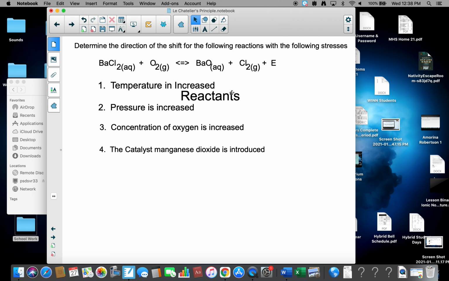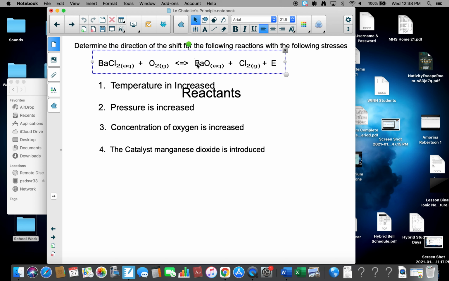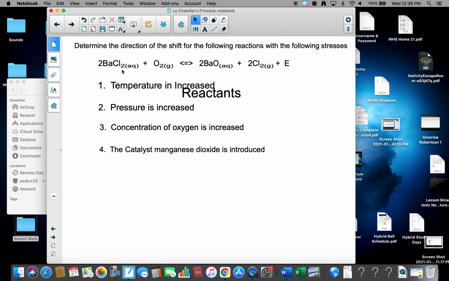Okay? Pressure is increased. Well, in order to balance this up, bariums are fine, chlorines are fine, oxygen's not so much, so we'll put a 2 here, a 2 here, and a 2 there. Now, how many moles of gas do I have? Well, I have 1 mole of gas because that's aqueous, it's not a gas. Over here, I have 2 moles of gas. So I have 2 moles of gas on the product side, 1 mole of gas on the reactant side, increasing pressure, decreasing volume, less space. We're going to shift to the reactants.